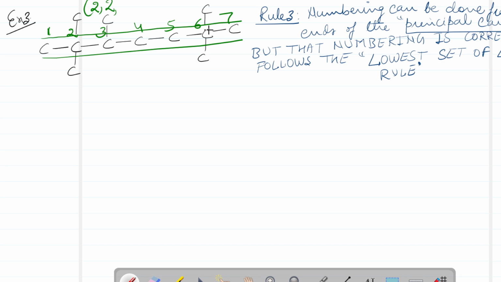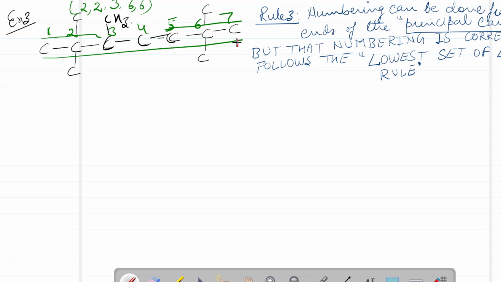Then my substituents are at position 6, 2 substituents at position 6. So my set of locants is 2, 2, sorry. So my set of locants would be: at second position 2 substituents, 2, 2. At third position 1 substituent, 3. At sixth position 2 substituents. So 2, 2, 3, 6, 6. It is my set of locants.